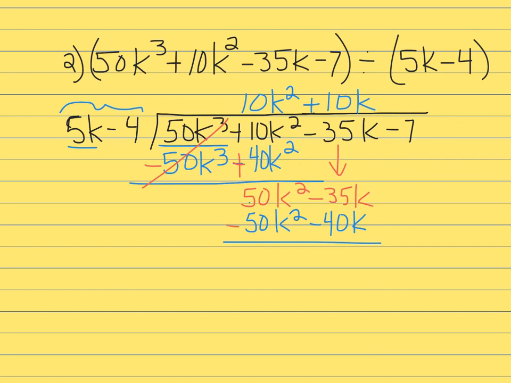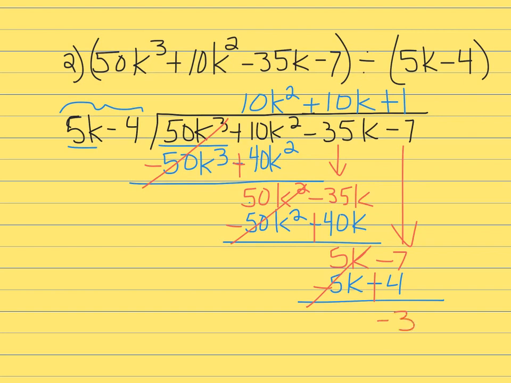Okay, going to go back and subtract. So this is 0. Negative 35 plus 40 is a positive 5k. Bring down the minus 7. And now repeat the process a third time. So 5k times what gives me 5k? That would be 1. 1 times 5k is 5k. 1 times negative 4 is negative 4. Now I'm ready to subtract. So this is 0. Negative 7 plus 4 is a negative 3.